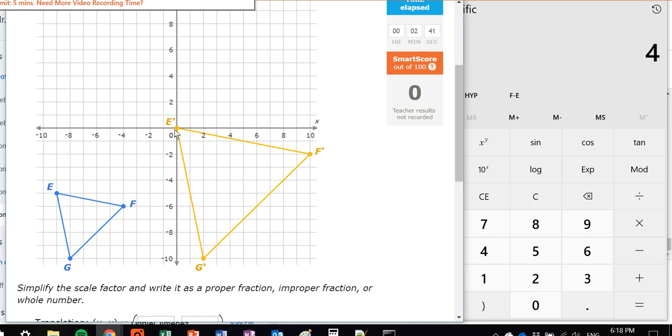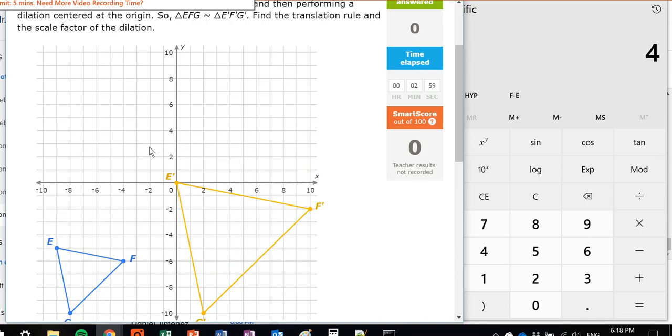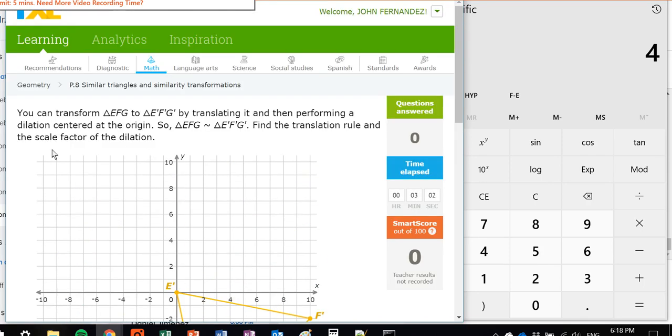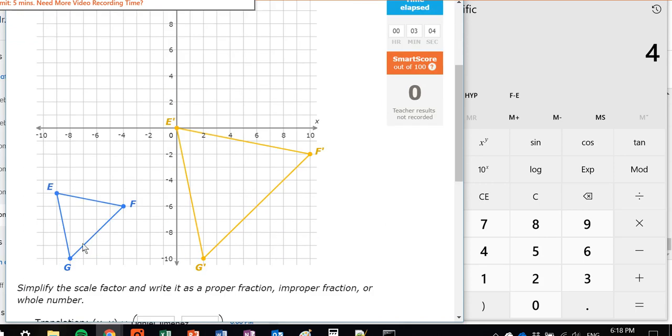Now, I can't ever get anything to dilate onto the point 0, 0 if it's the center of dilation, because to get it onto 0, I have to multiply by 0. If I multiply by 0, all the points go to 0, 0, the origin, and I do not want that. So instead I'm going to move the shape. I'm going to move EFG over to E prime, F prime, G prime, but especially E onto E prime, so that I can dilate right after that.